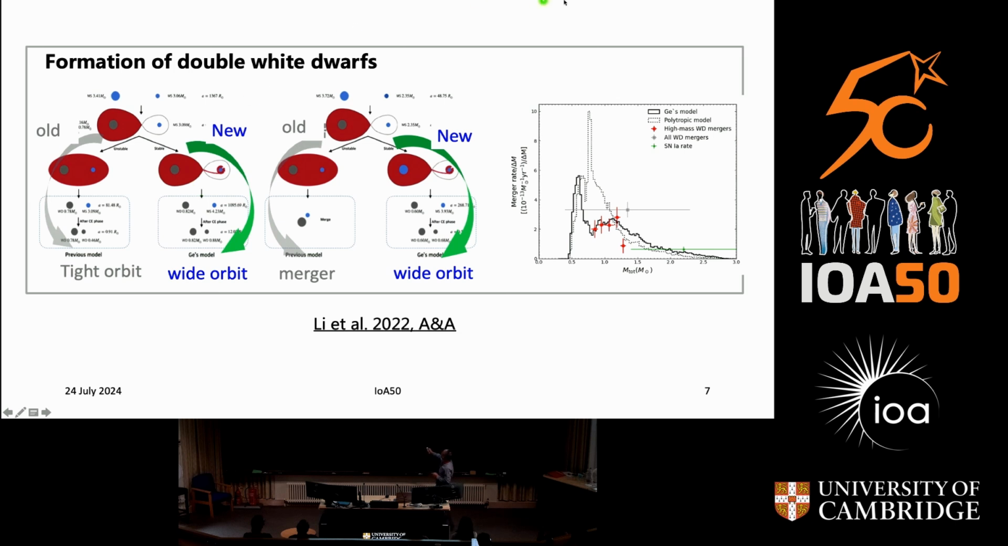So we can see here the model. That's our prediction for the merger rate of double white dwarfs. The solid line is from our new model. The dashed line is from the polytropic model. So we can see that our model is much better.